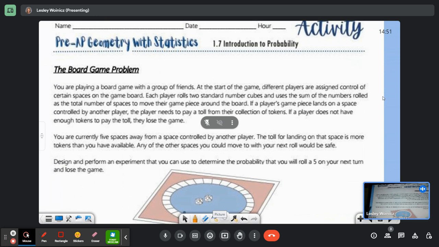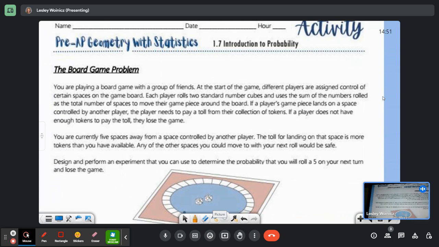You're playing a board game with a group of friends. At the start of the game, different players are assigned control of certain spaces on the board. Each player rolls 2 standard number cubes, that's dice, and uses the sum of the numbers rolled as the total number of spaces to move their game piece around the board.